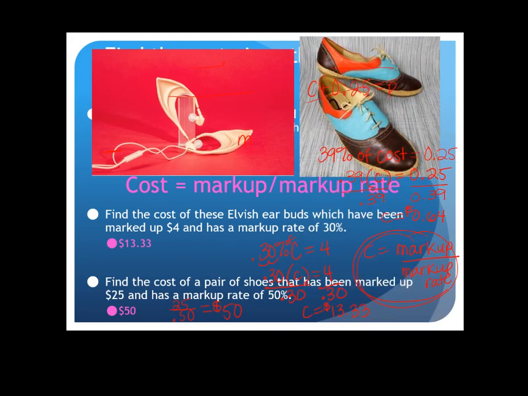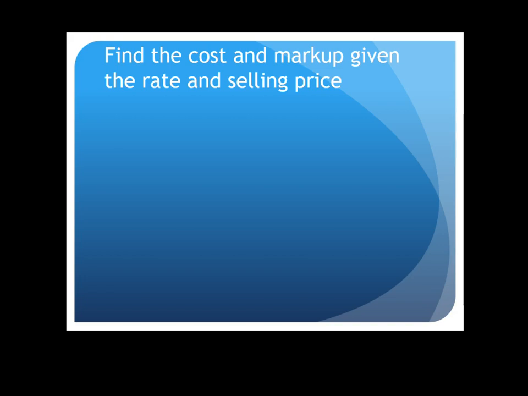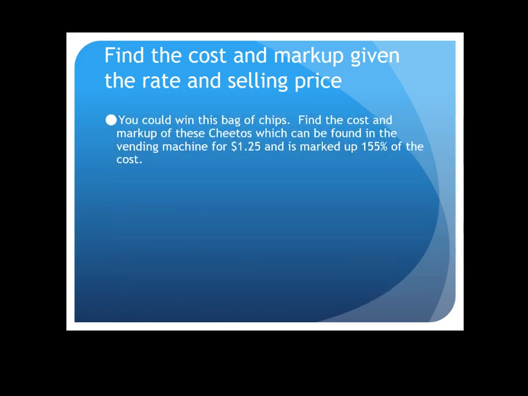Look like bowling shoes. Okay, so now let's find the cost and markup given the rate and selling price. Okay, so I have this bag of chips. Find the cost and markup. Are you guys getting hungry yet? Find the cost and markup of these Cheetos, which can be found in the vending machine, for $1.25. And I should say are marked up, Cheetos is plural, 155% of the cost.